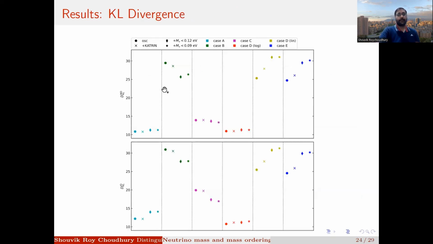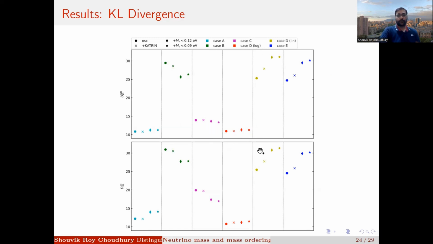So one thing is that if we consider the KL divergence values for normal and inverted ordering, what we find is case B and case D in the uniform prior case or the linear prior case, and case E, these show high KL divergences, whereas case A, case C, and case D with log priors show lower KL divergences, which means that the priors themselves are deciding the results and not the data sets themselves. So this is one issue with case A, case B, and case D with log priors.